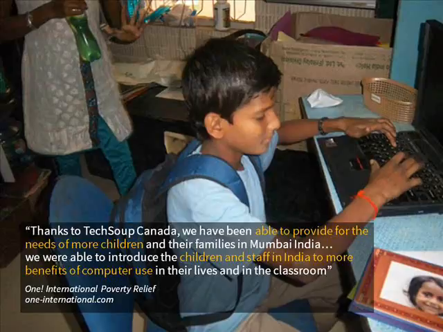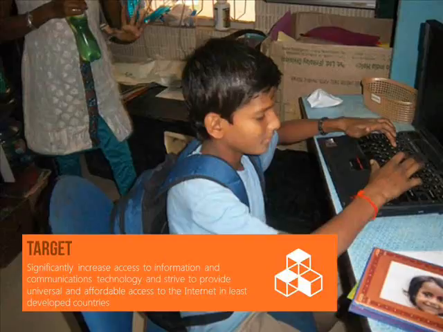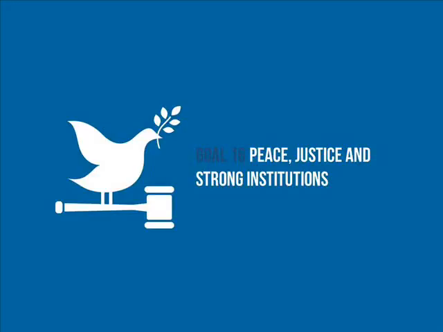This ties into goal number 9's target of increasing access to information and communications technology and striving to provide universal and affordable access to the Internet in least developed countries. Another member organization, the John Howard Society of Ontario, is accomplishing goal number 16 with the help of our program.